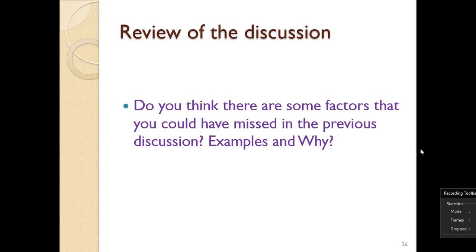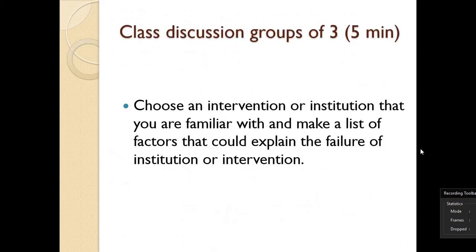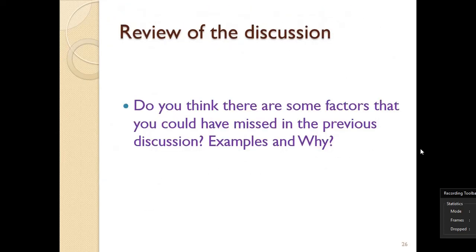So if, for instance, going back to this question where we were required to choose those different factors that would influence success or failure of the intervention or institution, after learning about these, do you think there are some other factors that you have missed in that particular thought or discussion that you just had? If yes, why do you think? Maybe you forgot them, maybe you did not practice the zoom in and zoom out. That's what we just talked about at the beginning.